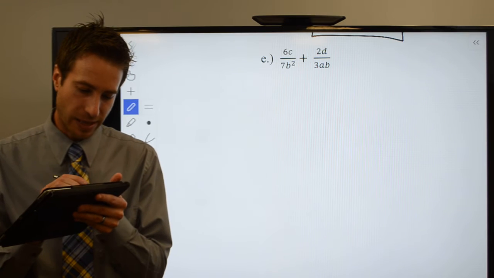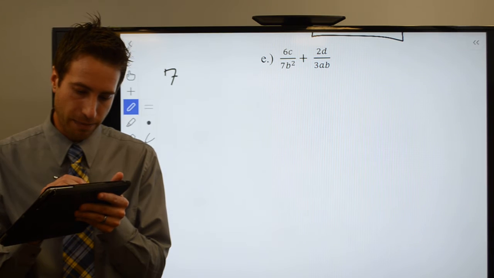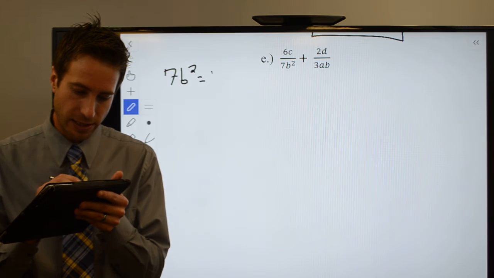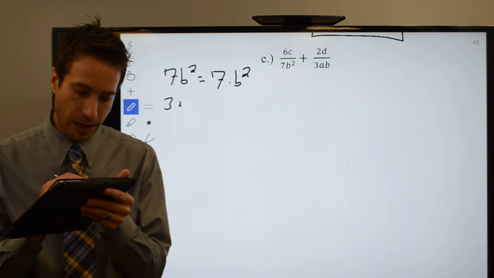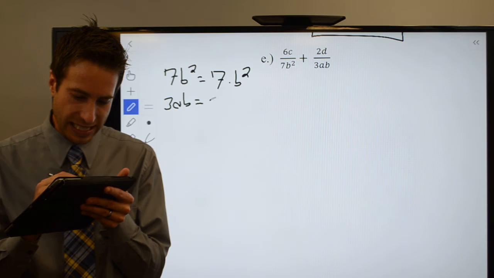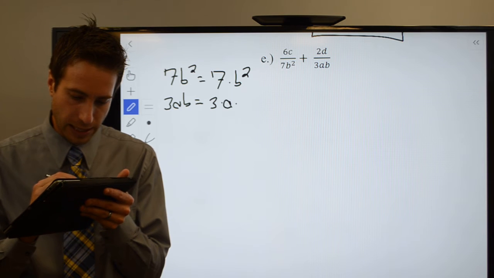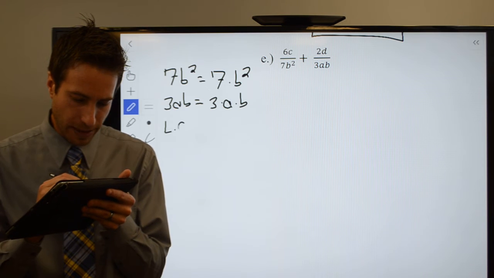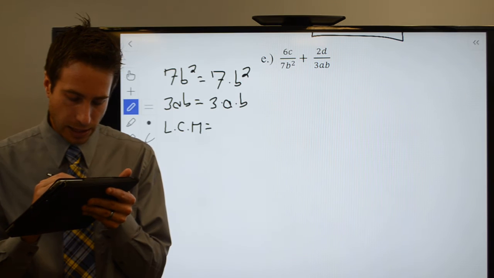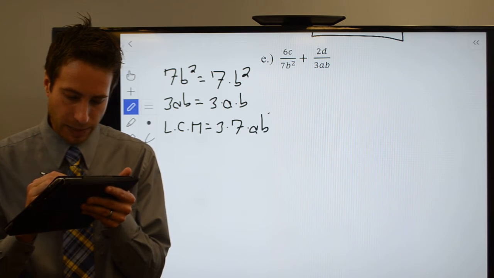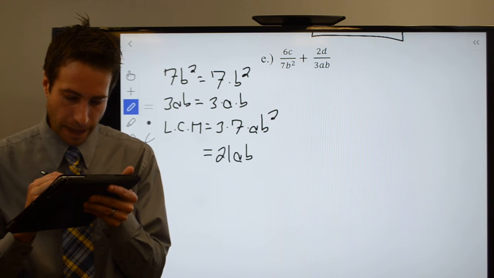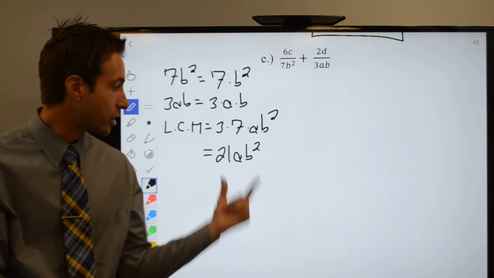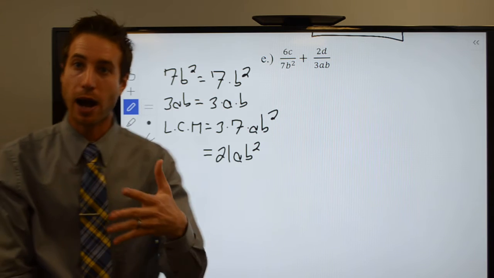7b squared. Well, that's easy. 7 is prime, so it's just simply going to be a 7b squared. I have a 3ab. Once again, really pretty easy. 3 is prime, so it'll just be 3 times a times b, which means my LCM is going to be 3 times 7 times a times b squared, so it should be 21ab squared. All right, so there's my LCM, 21ab squared.